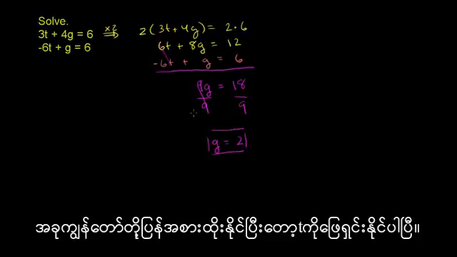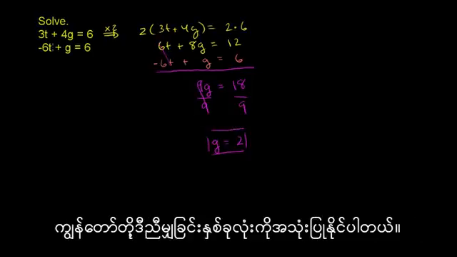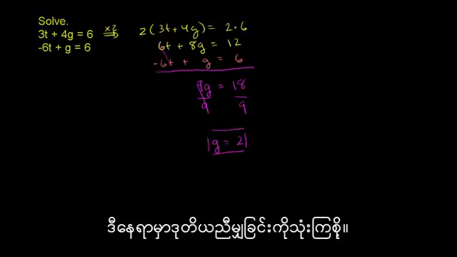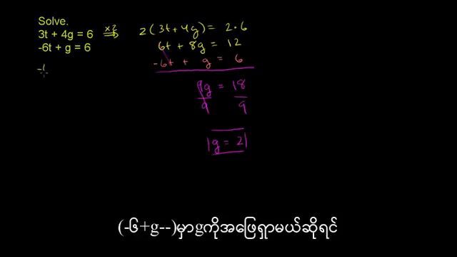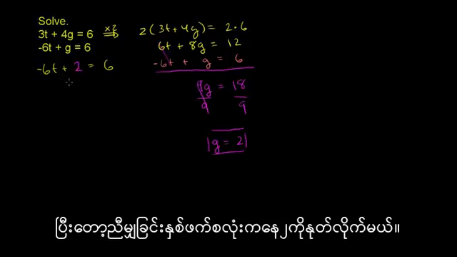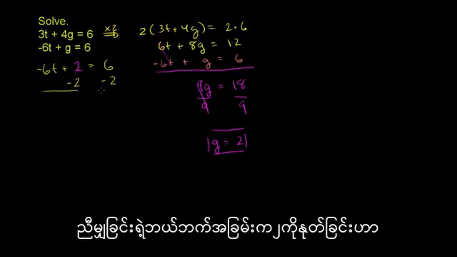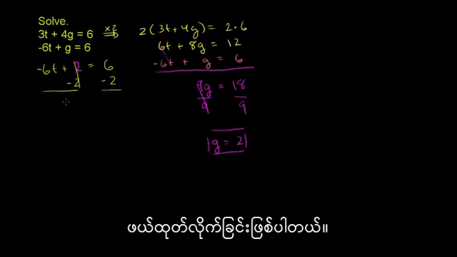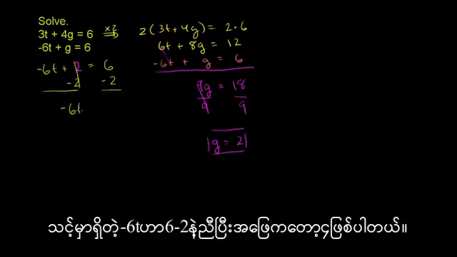Now we can substitute back and solve for t. And we can use either of these equations. Let's use the second equation right here. So we have negative 6t plus g. We just solved for g. g is 2, is equal to 6. And we can subtract 2 from both sides of this equation. Subtracting 2. On the left-hand side of the equation, that cancels out. You have negative 6t is equal to 6 minus 2 is 4.